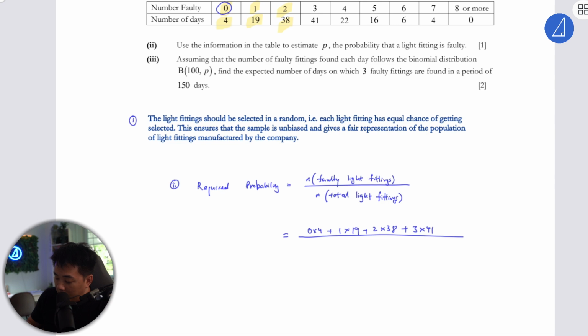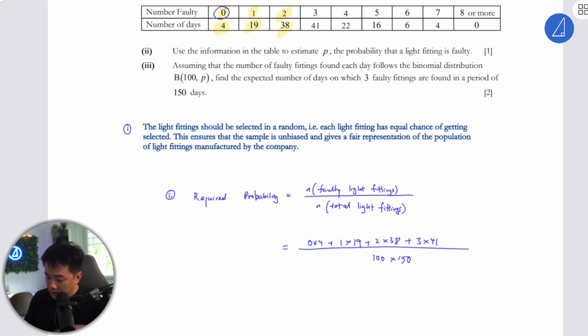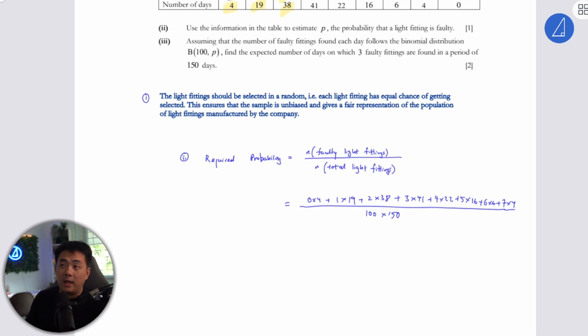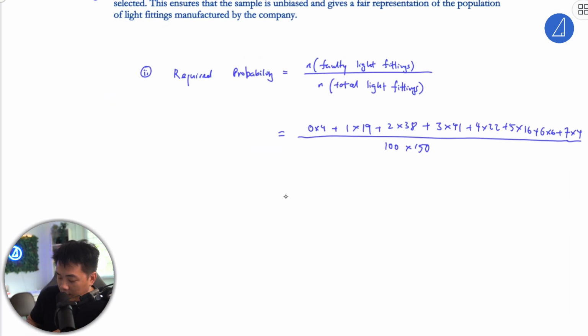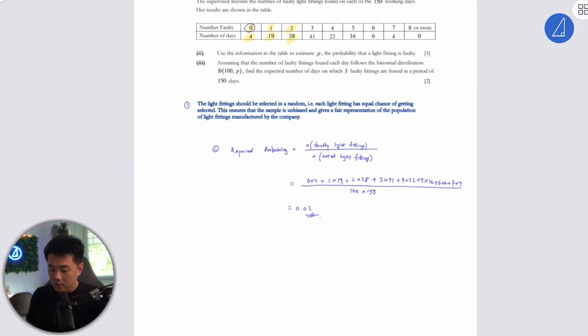The total number of light fittings that is being examined: every day you examine 100 of them, so you have 150 days in total. So this is how you calculate. So I'm going to explain everything, 4 times 22 and so on. There you go. Then you just add everything up. The answer will be 0.03. Okay, that's it. So let's look at part 3.